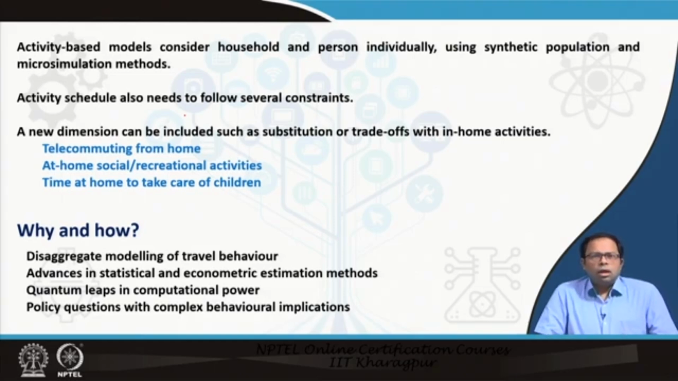So why activity based modeling, and how do we do that? We want more disaggregation of the travel behavior. We want to model disaggregate behavior so that we can model a person's activities in more detail, and also we need to understand the variety between different individuals. That is why disaggregation is required. And how can we do it? There have been a lot of advances in statistical and econometric estimation methods, and there has been a quantum leap in computational power, and these are the reasons why we can do this kind of micro simulation and modeling. And finally, we can also answer a lot of policy questions with complex behavioral implications. We will discuss some of these examples.